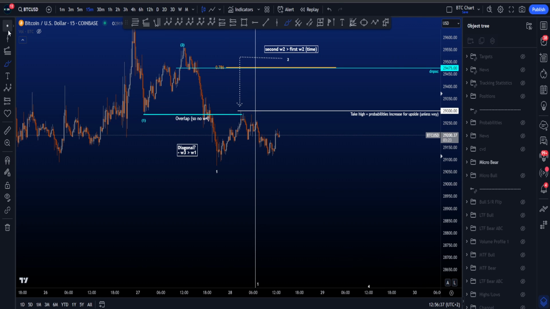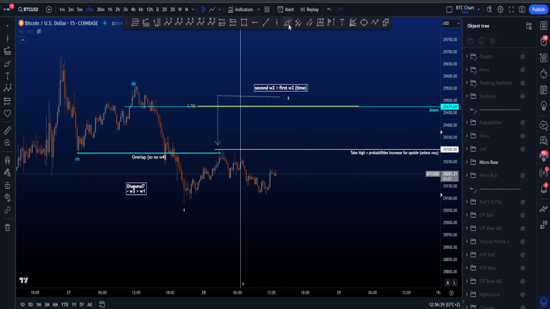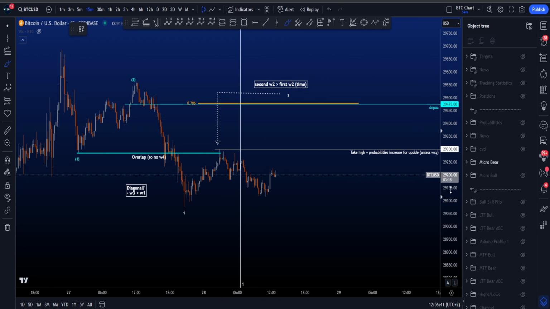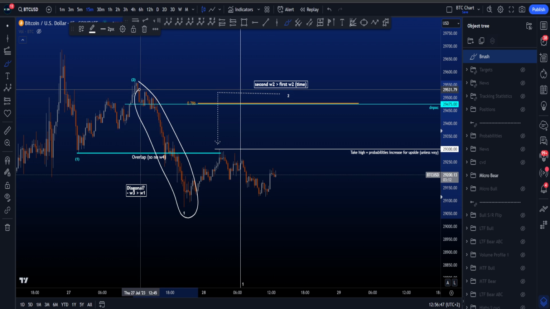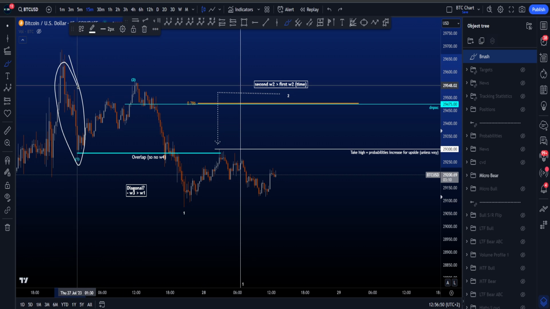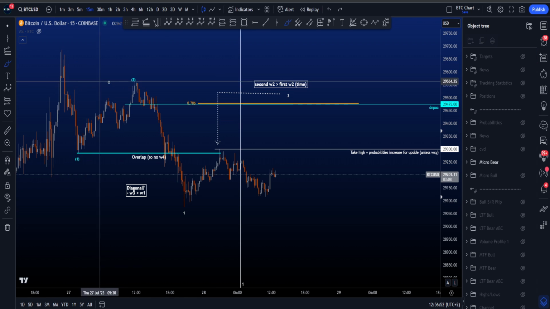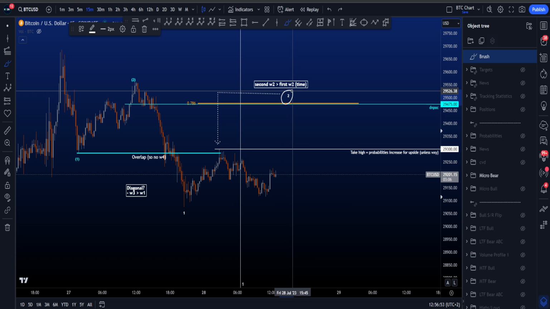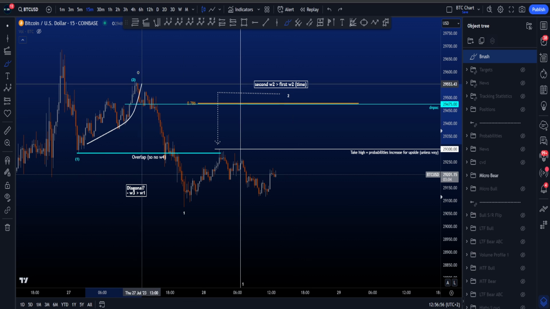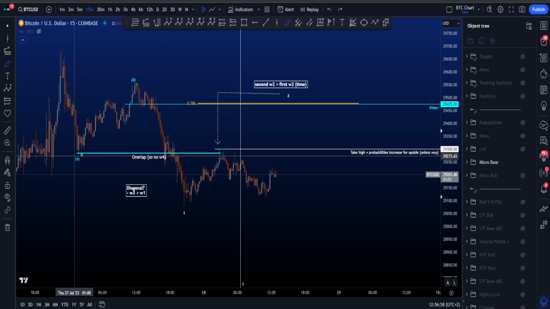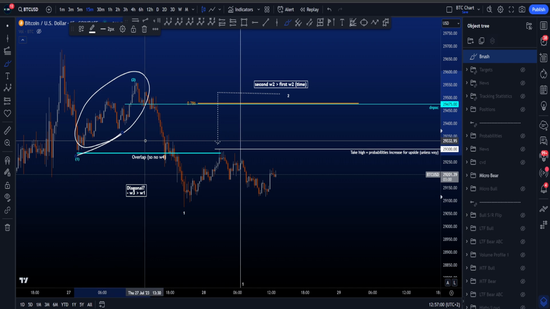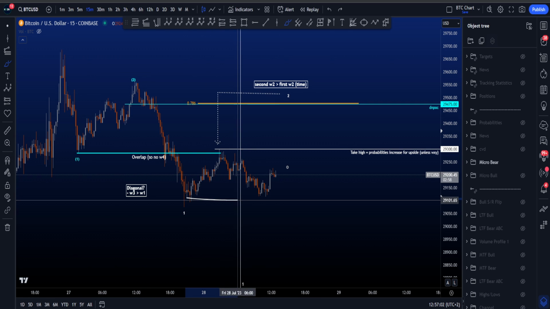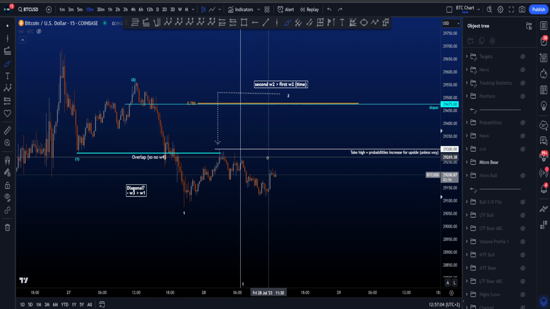Because the white count is a lower degree count, you want to preferably see the white structures be shorter in time and price. Now this second wave 1 in white is longer in price compared to the first wave 1, but that can happen. That is more common than the sideways structures being longer than the first priority sideways structure.